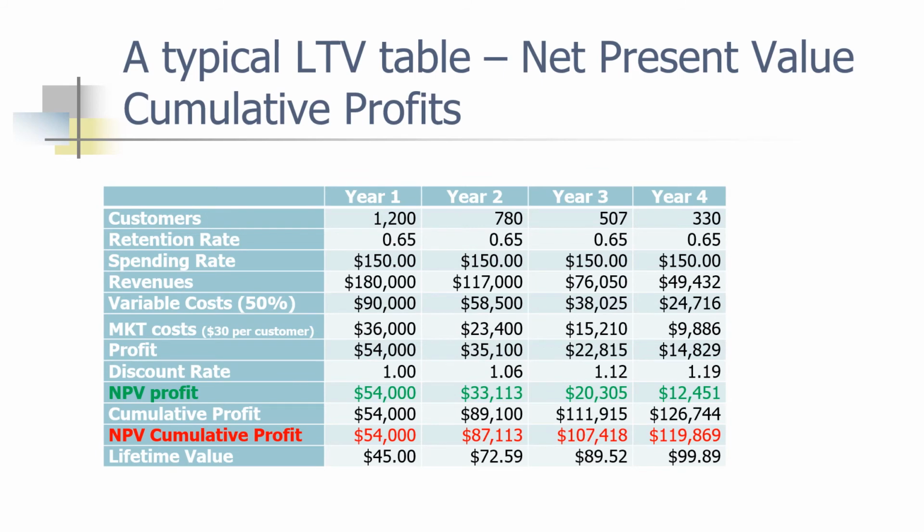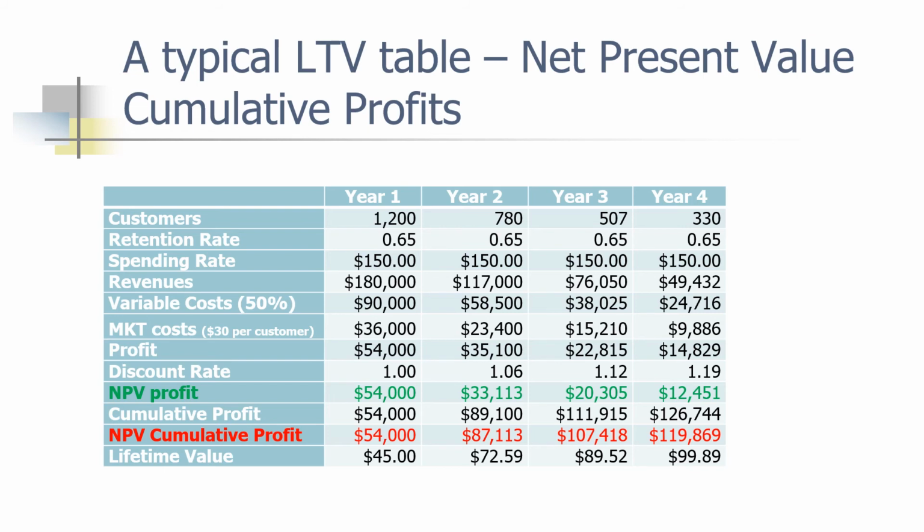Then I need to be able to calculate the net present value of cumulative profits. Well, how am I going to do that? The first year my profits were $54,000, right? My second year my cumulative profit was $54,000 plus $35,100 for $89,100. But to calculate the net present cumulative value of profits, I have to take my first year profits and then add the net present value of the profits for the next year. So it's $54,000 plus $33,113, which gets me to $87,113.